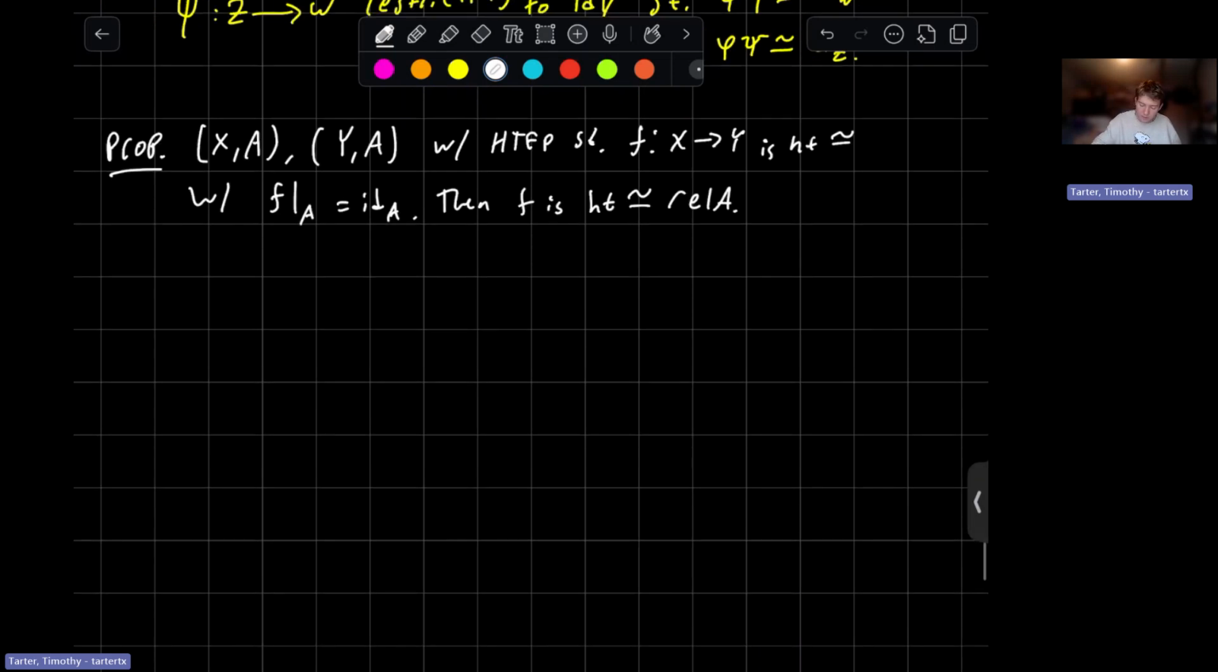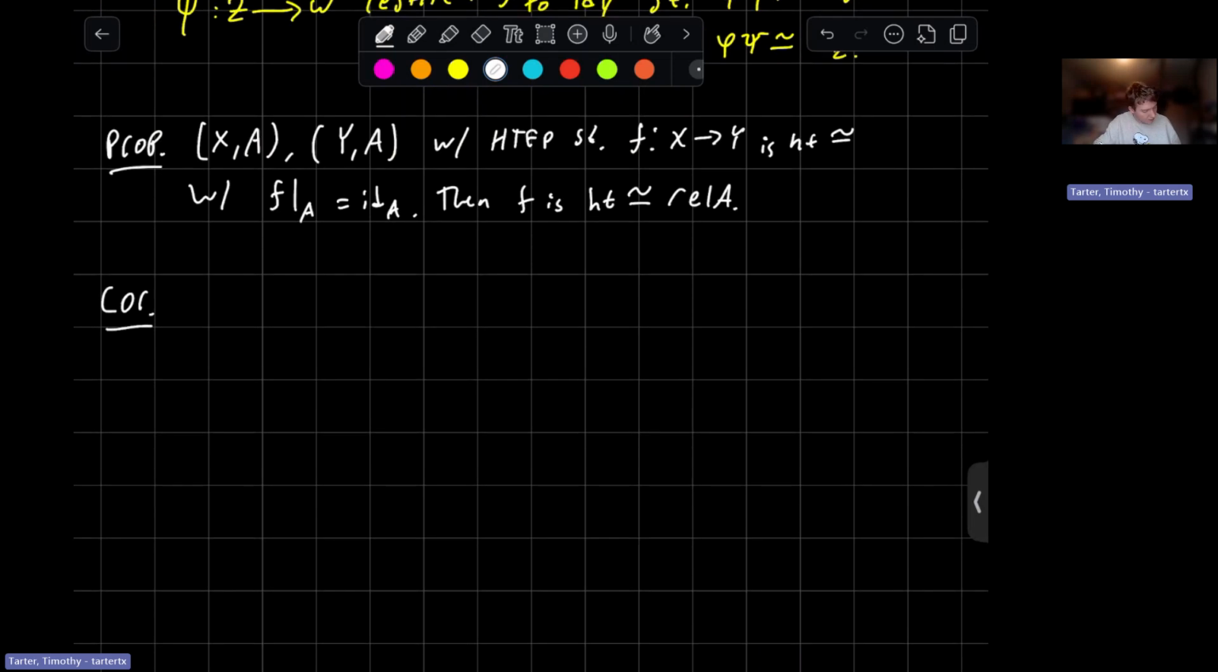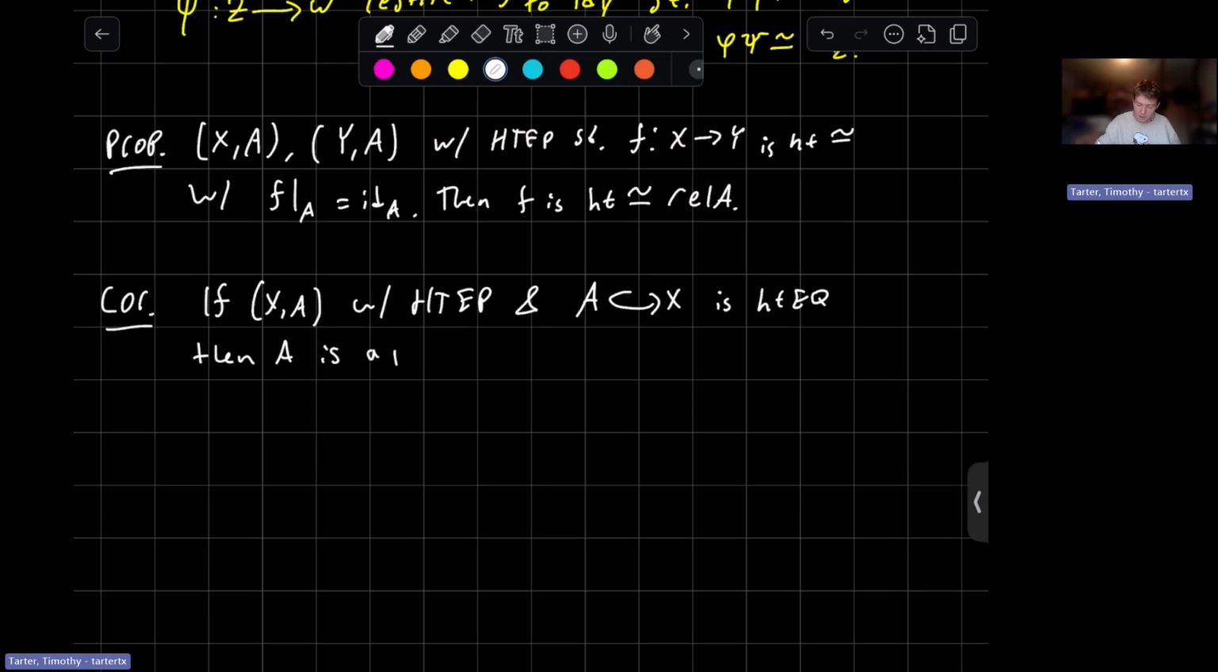And then as a corollary, if the pair X and A has the homotopy extension property and the inclusion A into X is a homotopy equivalence, then A is a deformation retract of X.